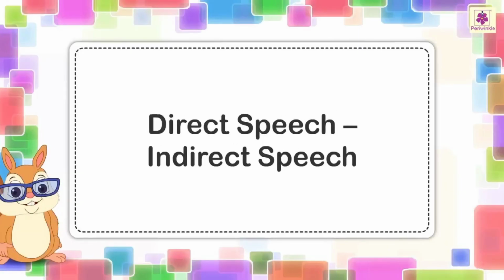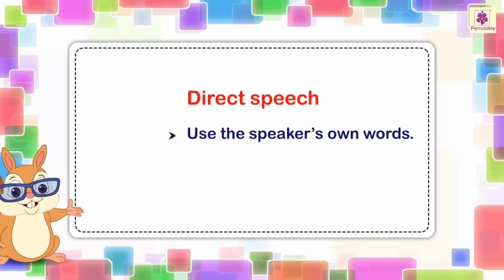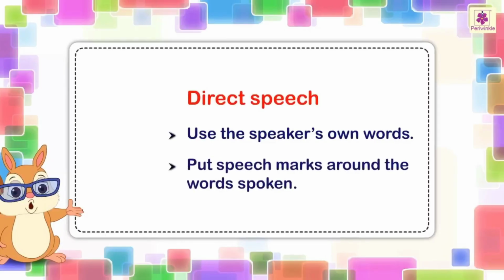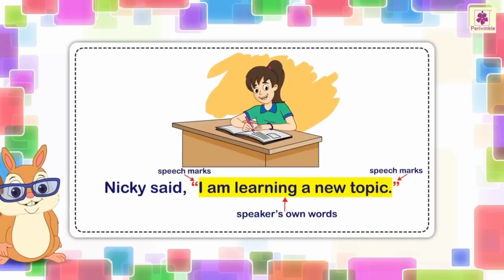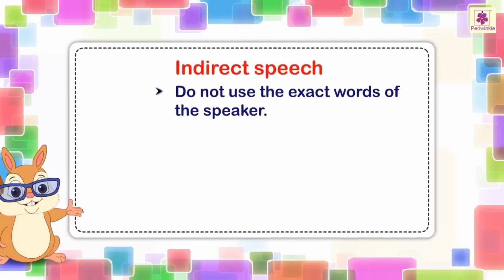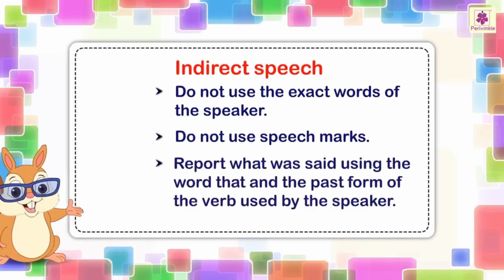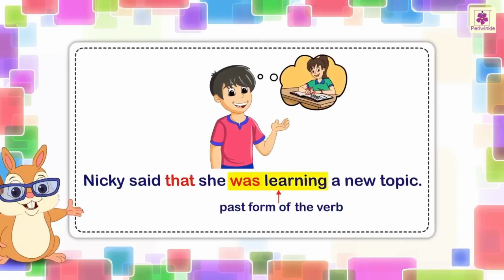Direct speech, indirect speech. The two ways of reporting what somebody says is through direct speech and indirect speech. In direct speech, we use the speaker's own words and put speech marks around the words spoken. For example, Nikki said, "I am learning a new topic." In indirect speech, we do not use the exact words of the speaker and do not use speech marks. Instead, report what was said using the word that and the past form of the verb used by the speaker. For example, Nikki said that she was learning a new topic.